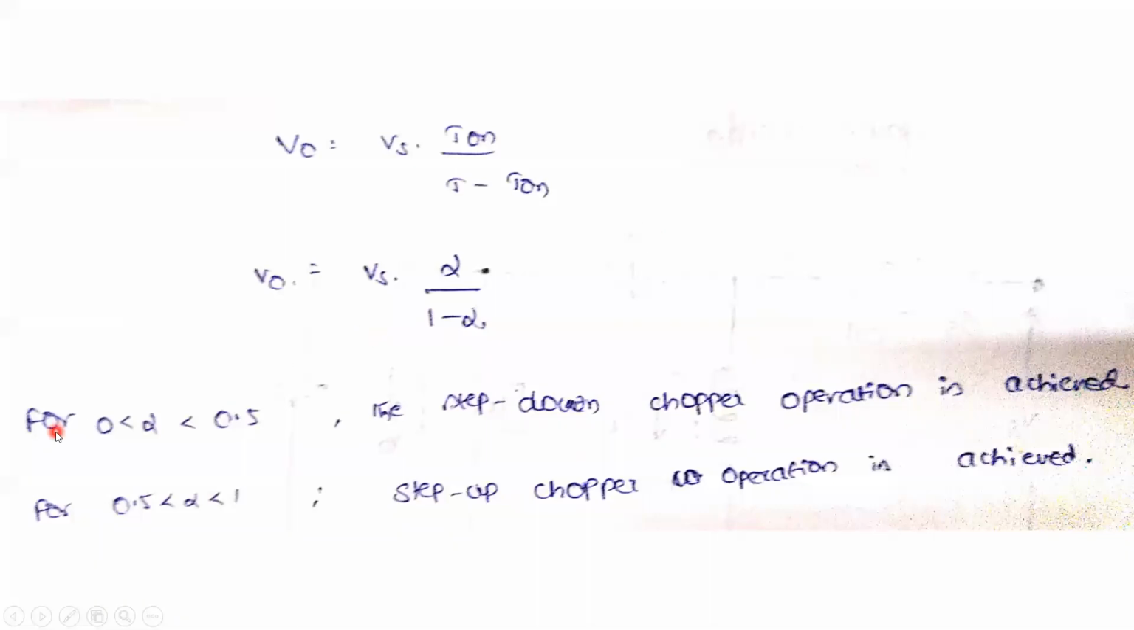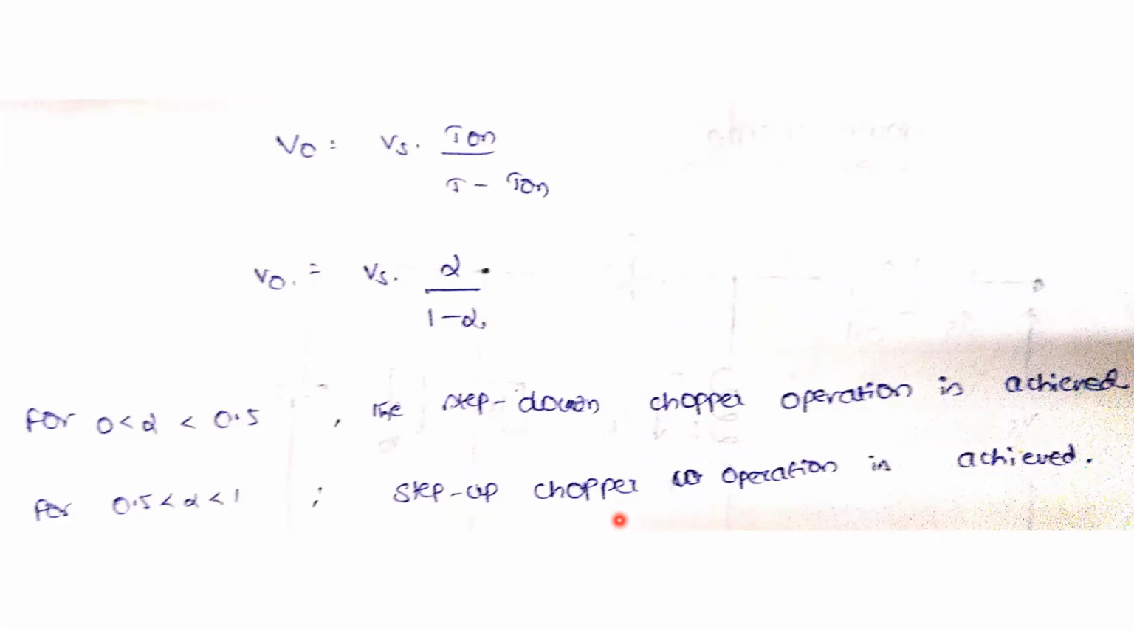So by varying duty cycle values, you will get the corresponding chopper operation. In between 0 to 0.5, you will get step down chopper operation. And whenever it is from 0.5 to 1, you are going to get step up chopper. Please provide some values and check it once. Is it right or not?